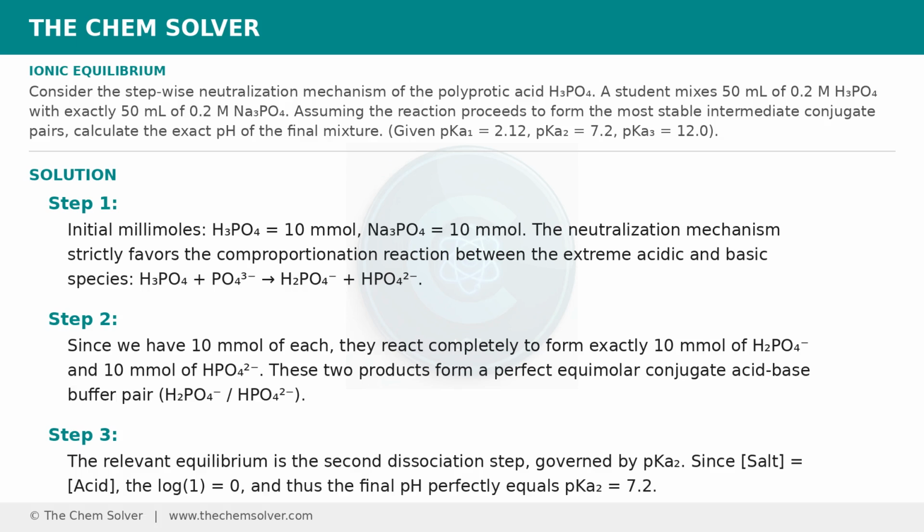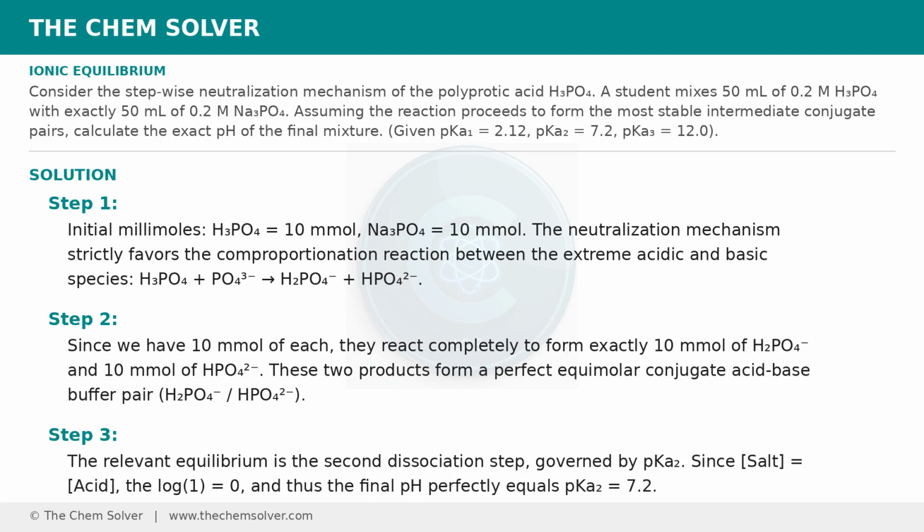Initial millimoles: H₃PO₄ equals 10 mmol, Na₃PO₄ equals 10 mmol. The neutralization mechanism strictly favors the comproportionation reaction between the extreme acidic and basic species. H₃PO₄ plus PO₄³⁻ gives H₂PO₄⁻ plus HPO₄²⁻.